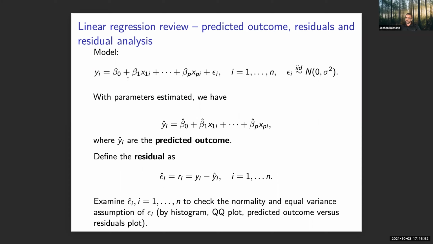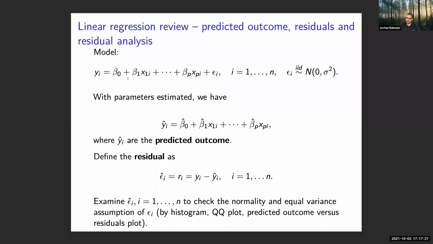So we are essentially coming to y hat i as the predicted outcome, and we're defining the residuals here as epsilon hat i equals r i, or the residual i, where basically the residuals are quantified as y i minus y hat i. And this ranges from 1 to n again. So essentially we are getting residuals for each participant or each case in the population.